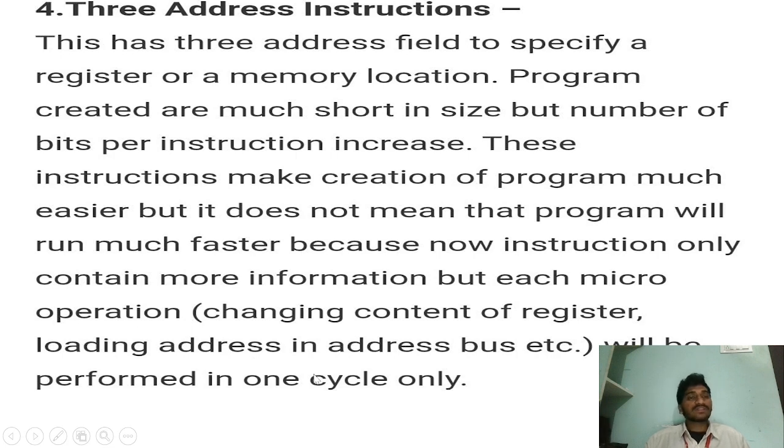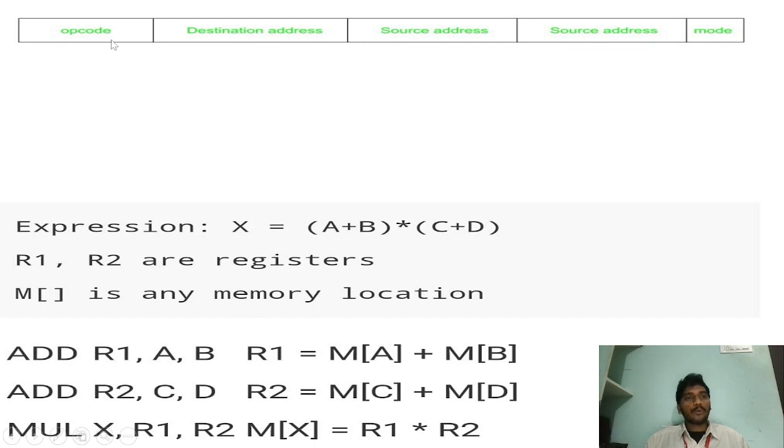But before, we mentioned that with two address instructions and one address instruction, some instructions may be complex and could take more time to decode, while some instructions may be simple and could take less time. The syntax will be opcode, destination address, source address, and mode. Before, in the two address instruction, there was only one destination address and one source address. But now we have two source addresses, so it can be more complicated.